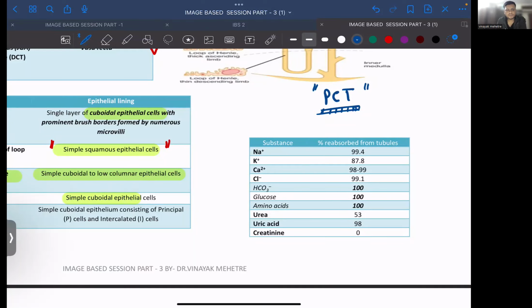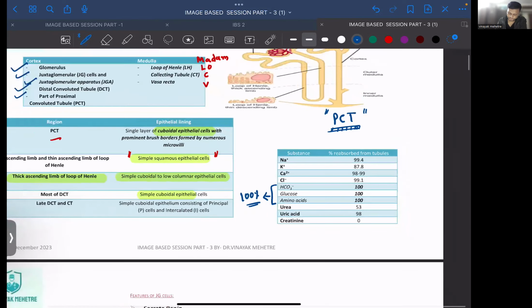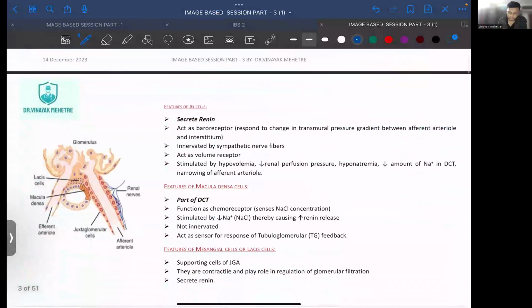100% absorption of which ions happens in PCT? These are bicarbonate, glucose, and amino acids. They are absorbed in PCT 100%. Remember this, that is how the trick works. The most important thing that you need to remember is the JG apparatus.